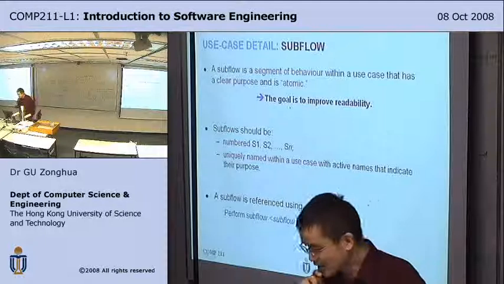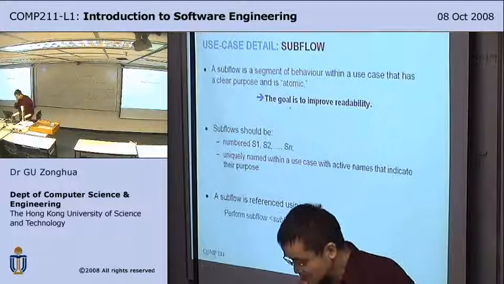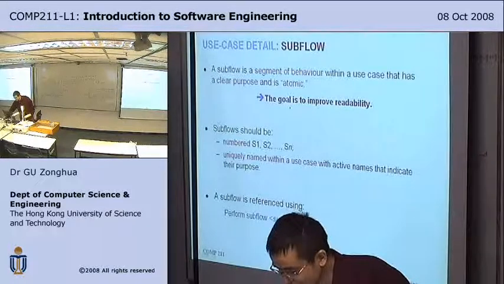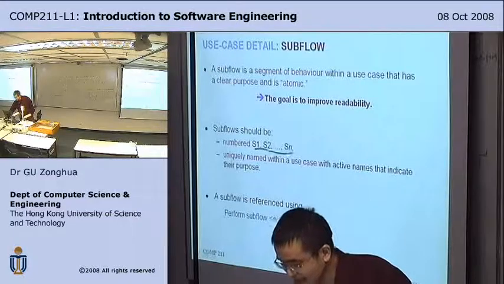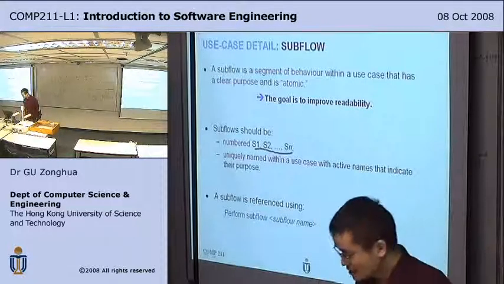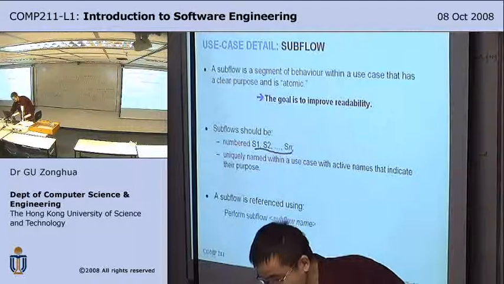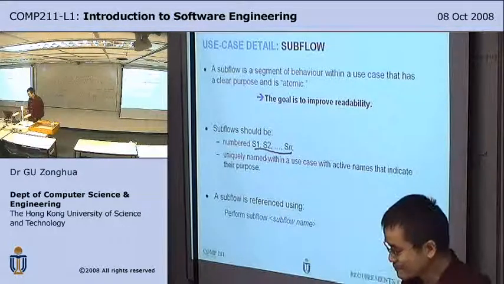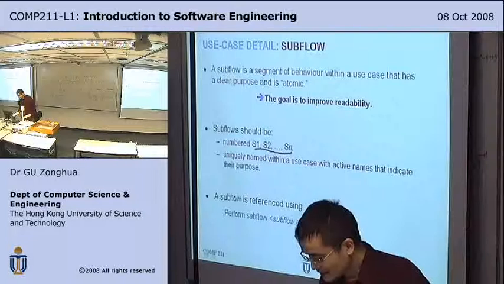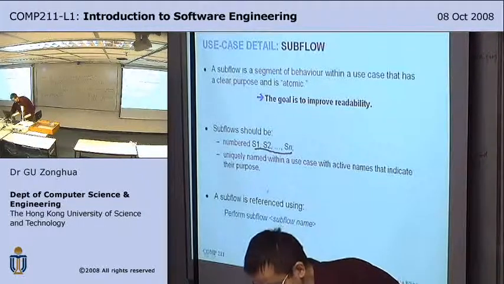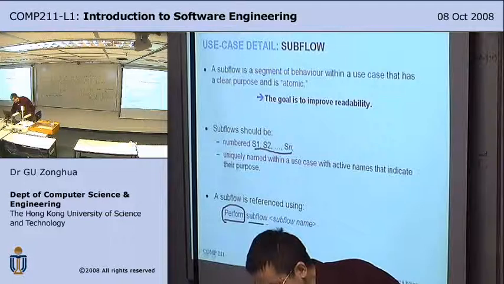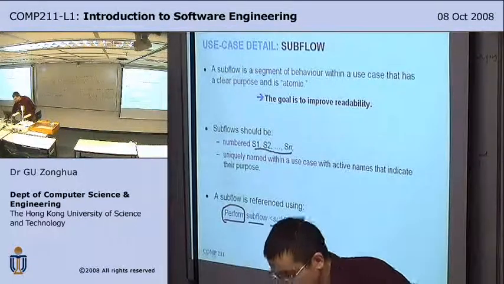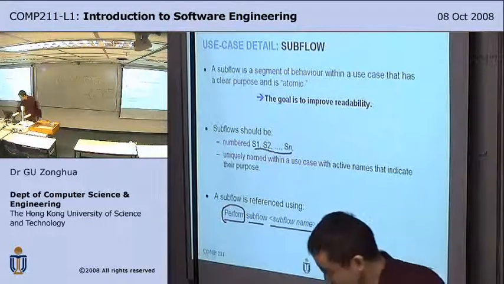So these are like function calls. Subflows should be numbered S1, S2, Sn, where S stands for subflow. They should be uniquely named within the use case with names that indicate their purpose. A subflow is referenced using the keyword perform, followed by the subflow name. Just like a function call, as I mentioned.